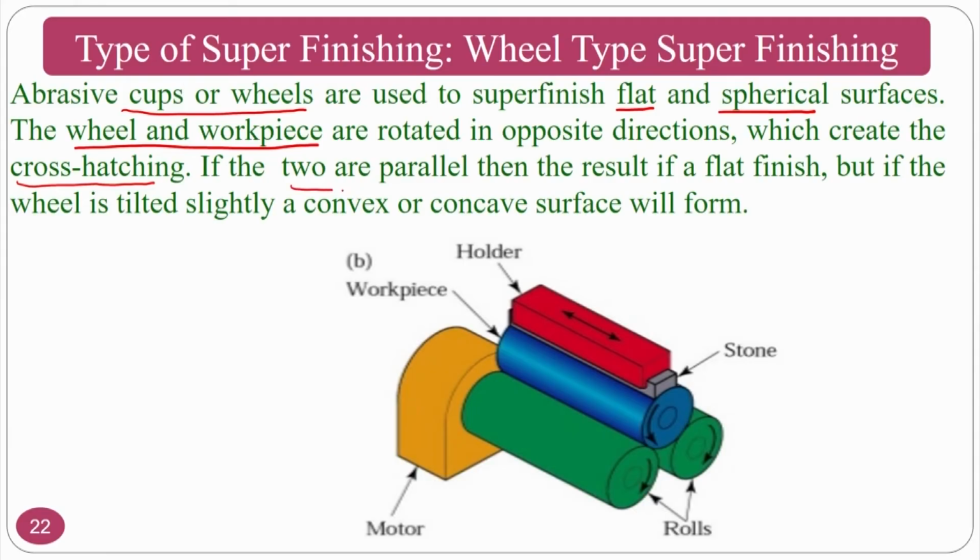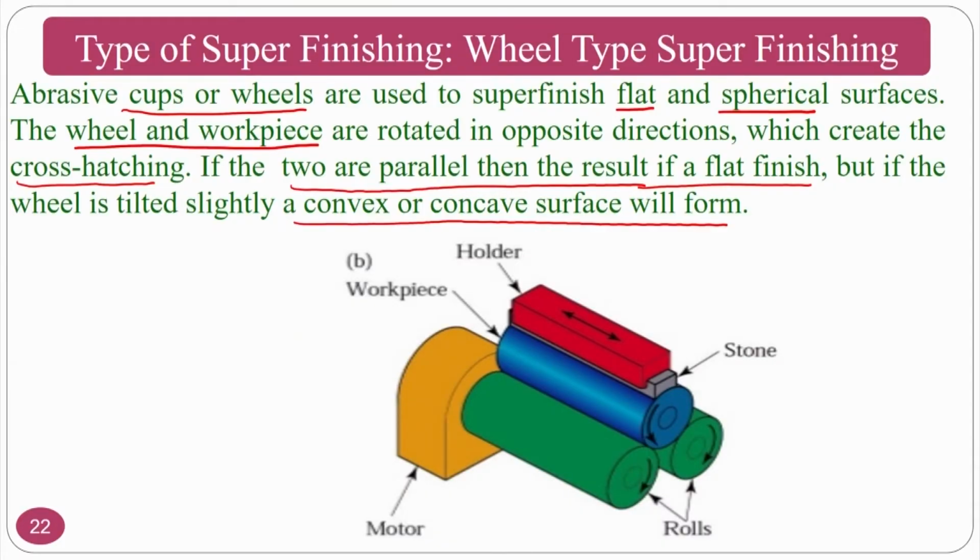If the two are parallel, then it results in a flat finish, but if the wheel is tilted slightly, normally you can get concave or convex depending on how you tilt. This is how the wheel type of super finishing will take place.